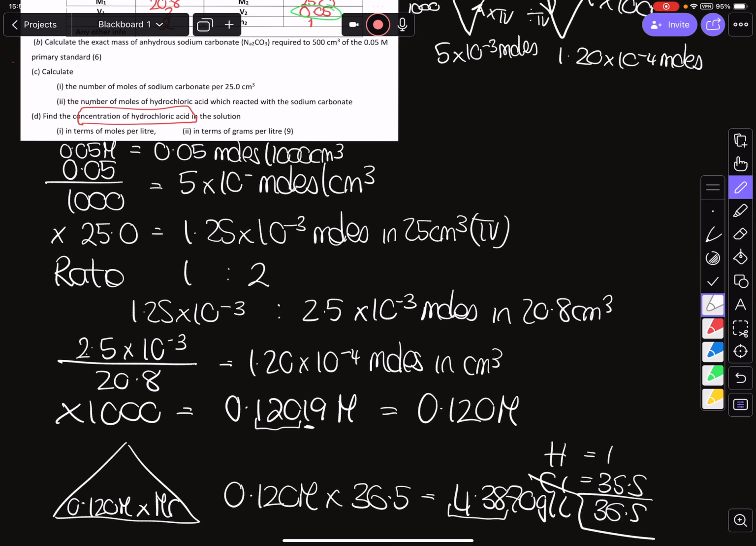So when we look at this, again, 3 significant figures. I have to have a look at the 7 here. That's going to bump this up. So 4.39 grams per litre.